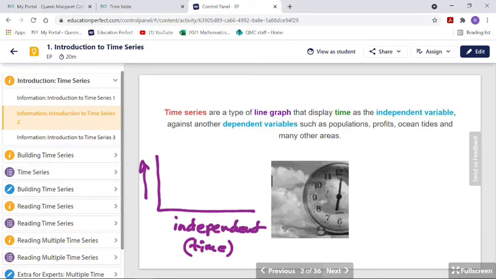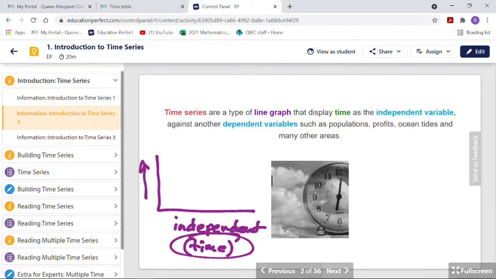So, for example, go back to that one about your height. How tall you are depends on how old you were at the time, yes? Now, if you try it backwards, it doesn't work, does it? How old you are depends on how tall you are. That doesn't really make any sense, does it? So you can always tell which one to go with. But remember, in a time series, everything is always based on the time.